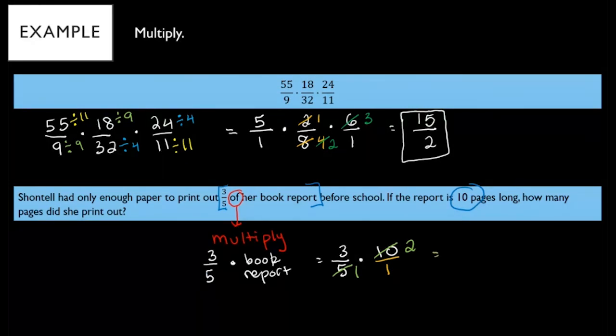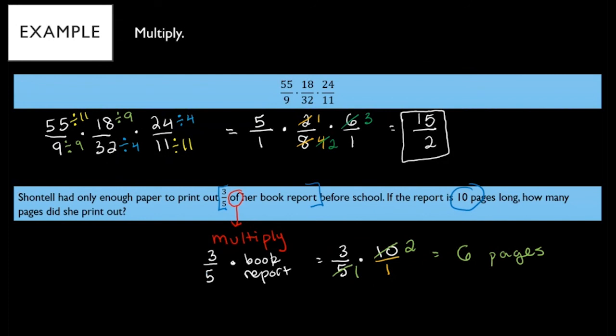But then we see we just do 3 times 2, and so this is 6. And this does have units. It's not just the number 6, it's 6 pages, because this is in context. And with most word problems, you want to make sure that you write your answer as a sentence, because it gives it meaning.